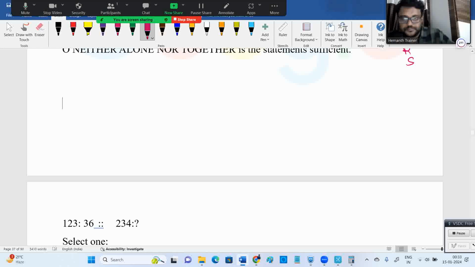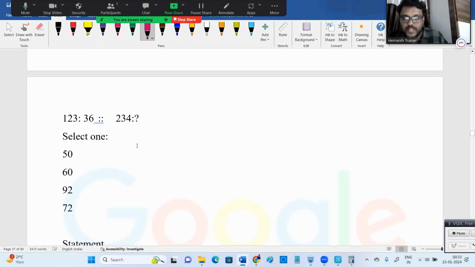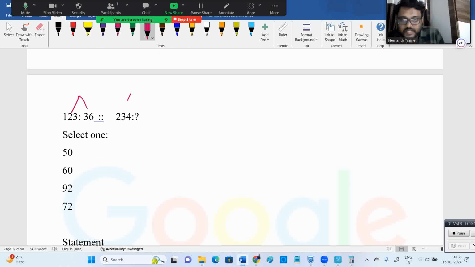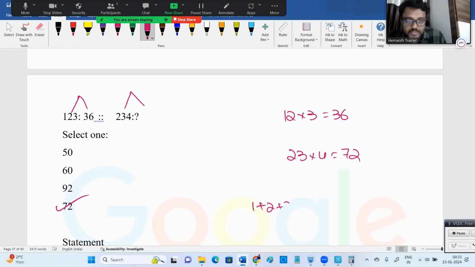Next this one, first pair some logic is there. You need to apply the same for the second pair. 12 into 3 is 36. 23 into 4 is 72. Sometimes it can be 1 plus 2 plus 3, 6. 6 square is 36. You can do like that also, but 2 plus 3 plus 4, 9. 9 square 81 not there in the options. Both have the same logic, that's what the thing. Whatever the first one did, the second one also should follow the same logic.